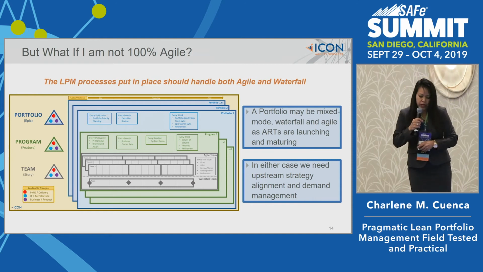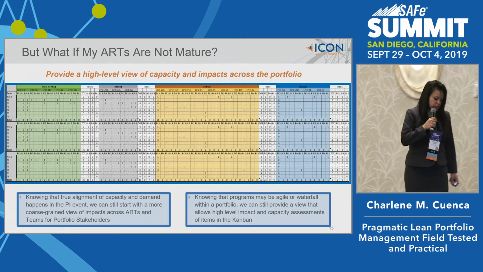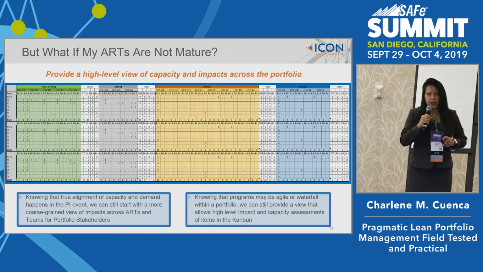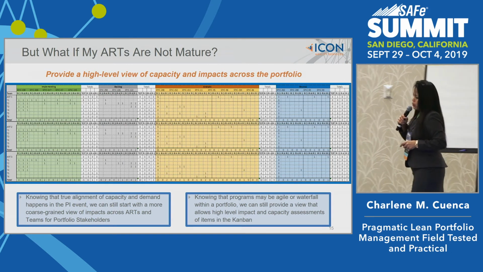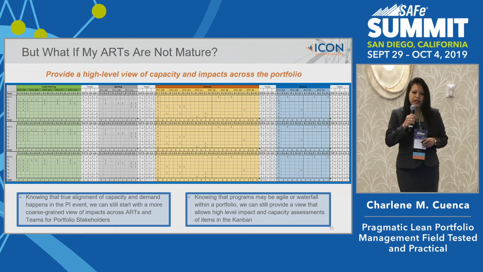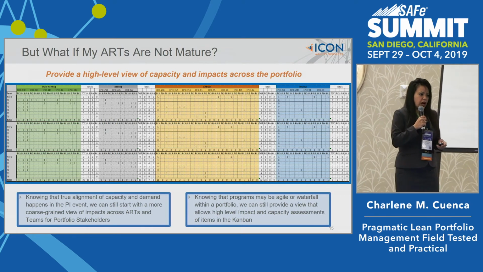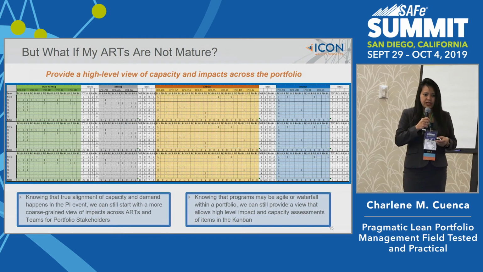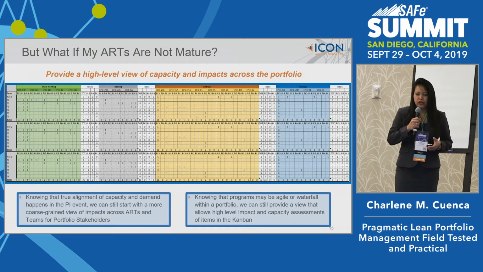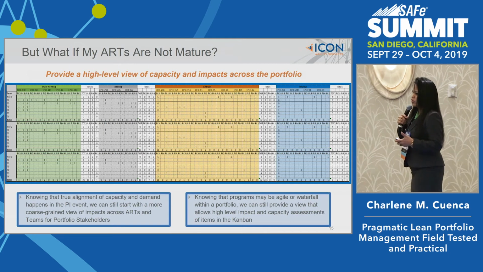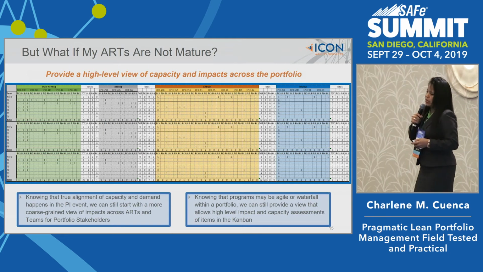Now, the other thing I want to cover before we get to some questions is what about when we have trains that are not really mature yet? So if we don't have trains that are as mature as they could be, maybe we're not able to trust the velocity just yet, the velocity of a team or the velocity of a train. So what do we do instead? What are some other techniques that might be able to help us?